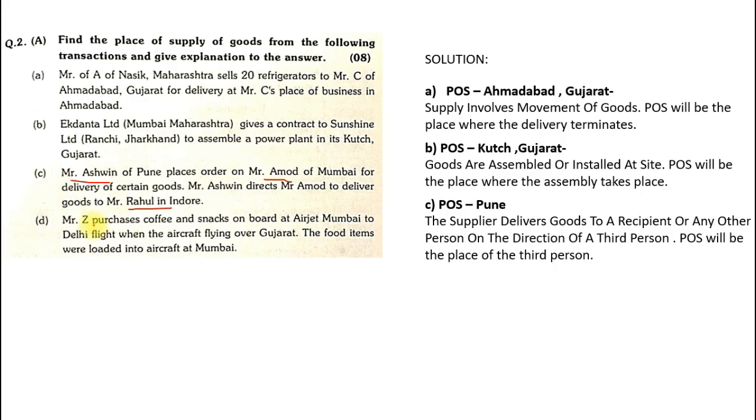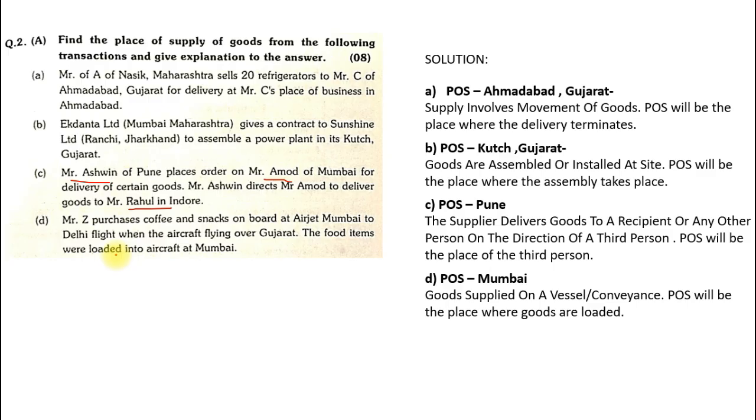And last, Mr. Z purchases coffee and snacks on board of Airjet Mumbai to Delhi flight when the aircraft is flying over Gujarat. The food items are loaded into the aircraft at Mumbai. Now this is for goods. You are buying goods when the flight was over Gujarat. Under goods it doesn't matter. Whenever goods are supplied on board a vessel or conveyance, the place where the goods are loaded or boarded will become your place of supply. So the place of supply will be Mumbai because goods are supplied on a vessel. POS will be the place where the goods are loaded.